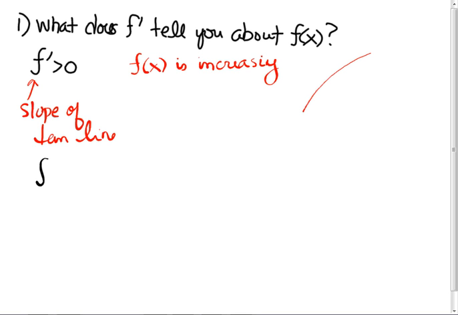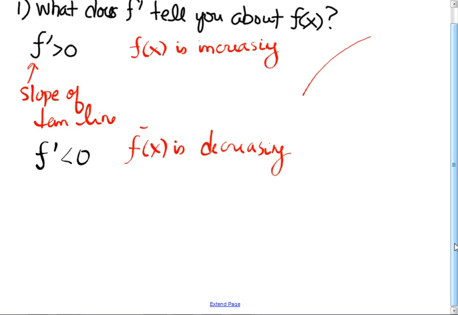What if f prime is less than 0? Then what's true about f of x? F of x is decreasing. Okay, it just makes sense. Do I have to memorize that? No. Okay, what if f prime is 0?